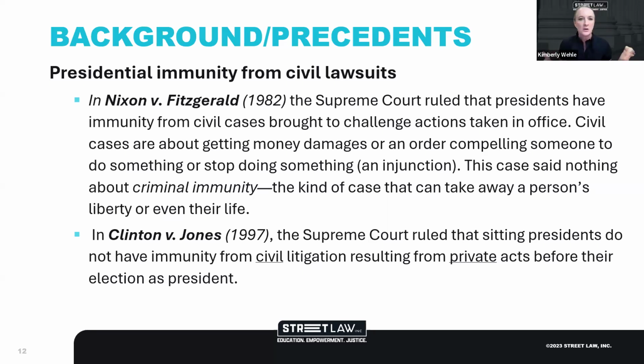You can't have citizens and employees and others running around trying to get money from the president because they don't like the kinds of decisions the president is making as president.